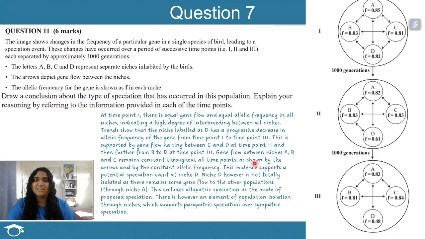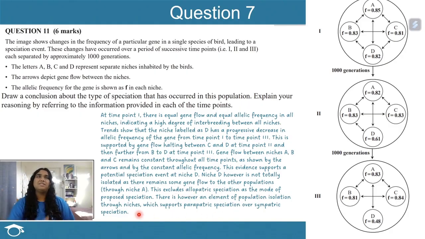However, niche D is not totally isolated, as there is still gene flow from A to D. So if it is not completely isolated, it can't be allopatric speciation. Remember, allopatric speciation is where they physically get split up and no gene flow occurs between any of the populations. Only sympatric and parapatric have speciation between populations. However, because there is still an element of population isolation through the niches, this supports parapatric speciation over sympatric speciation.